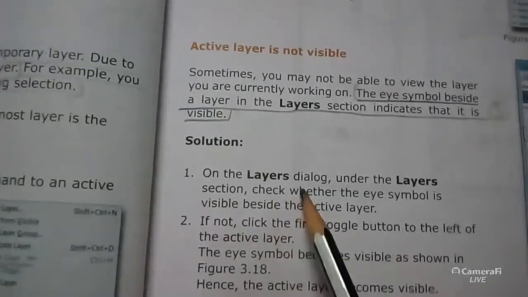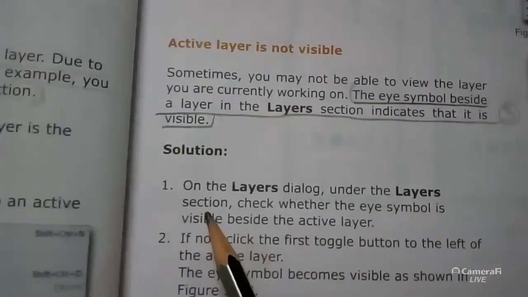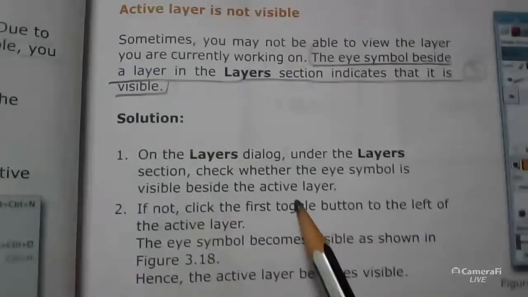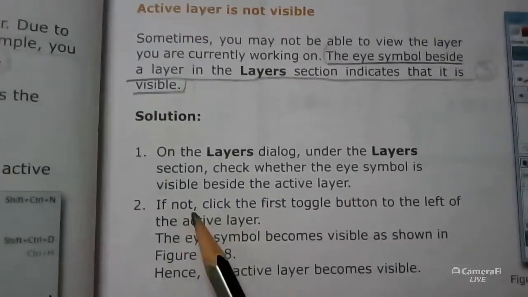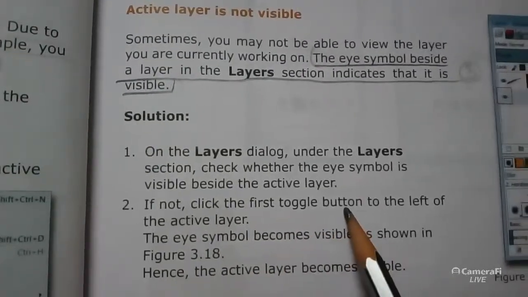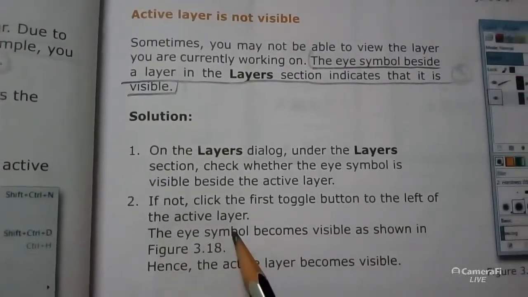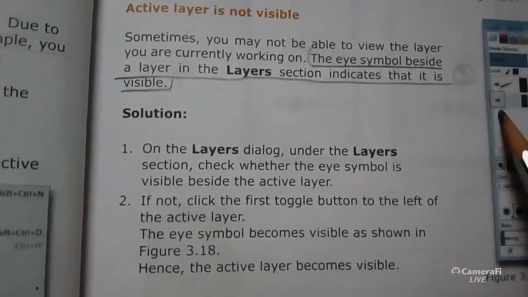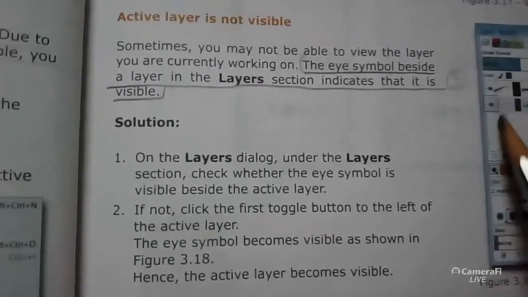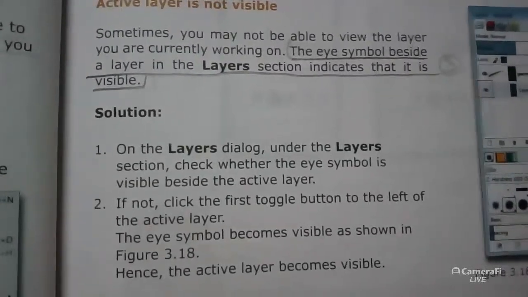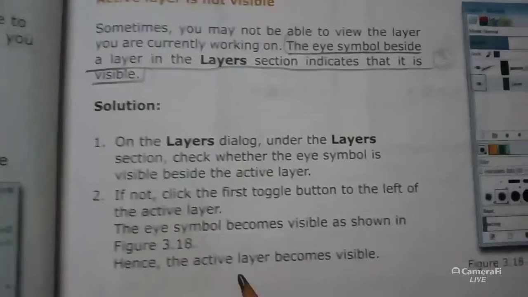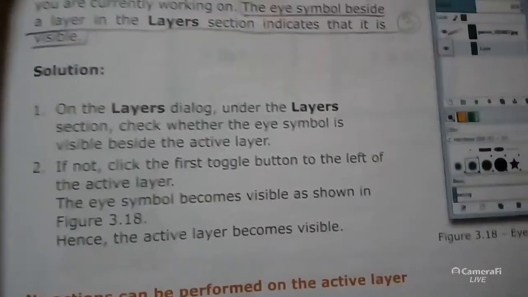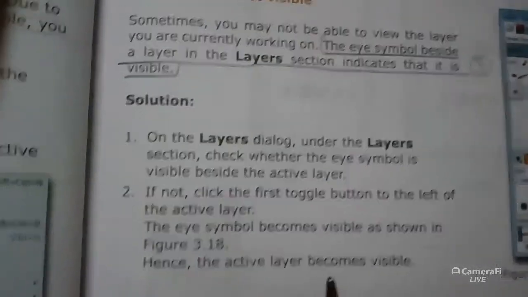Solution: on the layers dialog, under the layers section, check whether the eye symbol is visible beside the active layer. If not, click the first toggle button to the left of the active layer. The eye symbol becomes visible. That means if you cannot see the eye symbol, then you have to click here and it will be visible. Here, eye symbol. Hence the active layer becomes visible. That means in which layer you are working, you can see.